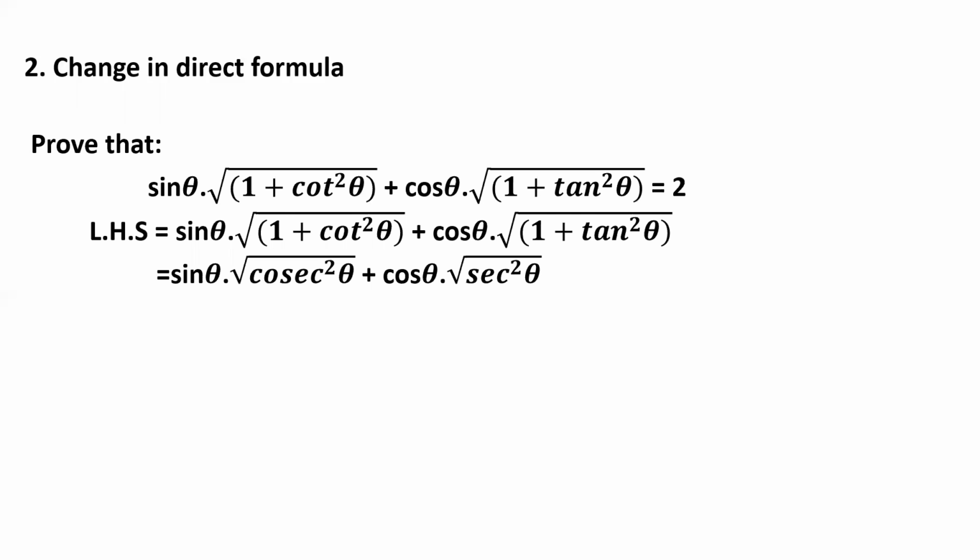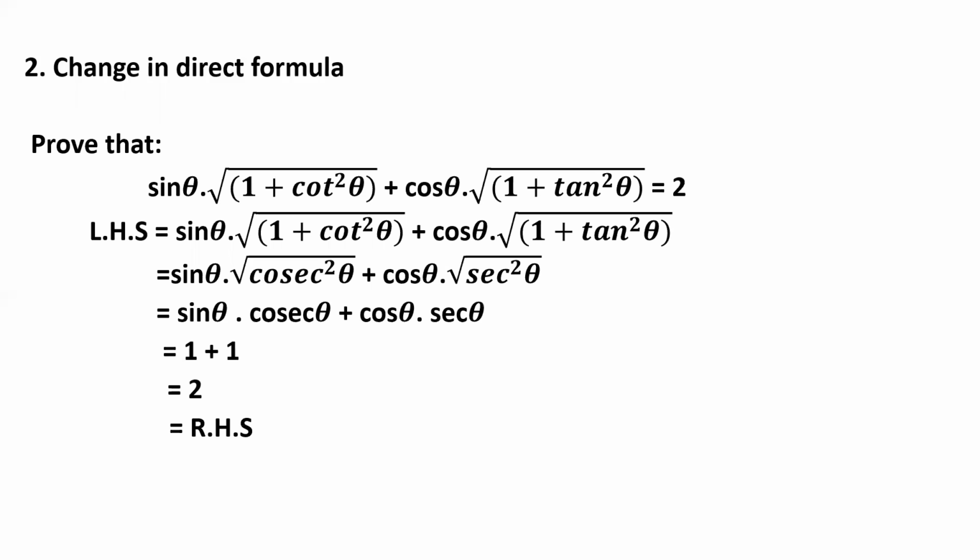1 plus cos square theta is cosec square theta here, plus cos theta times 1 plus tan square theta, direct formula is sec square theta. Okay, now let's remove the root here. We get sine theta times cosec theta plus cos theta times sec theta, which means the product gives you 1 plus 1. You know that sine theta times cosec theta is 1, cos theta times sec theta is also 1. So 1 plus 1 gives you 2, which is the right hand side, and it's proved.